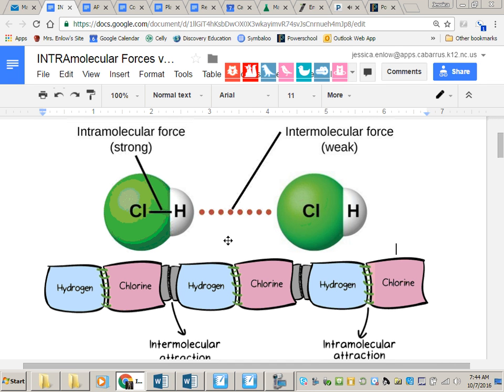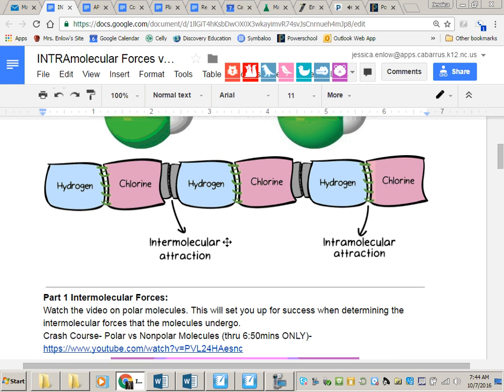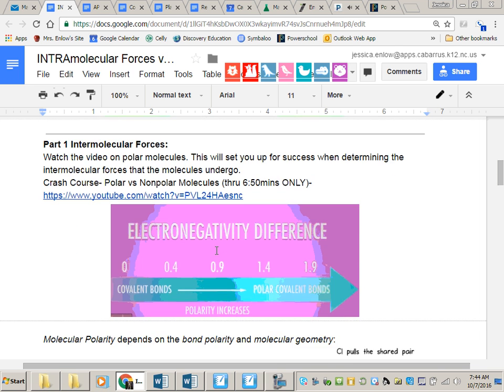They can be broken. They can be overcome, and that means that they can allow for molecules to separate, versus a true bond, like an intramolecular force. It's really hard to break those individual bonds. And this second description here also helps you too. The inter is between hydrogen, chlorine, versus the intra, which is between the hydrogen and the chlorine that are attached. So I was hoping those pictures would help you out there.